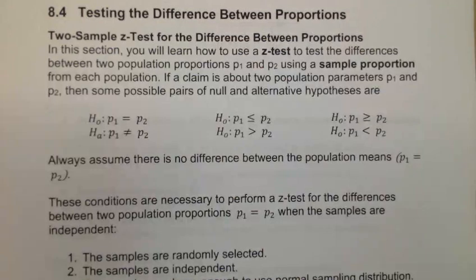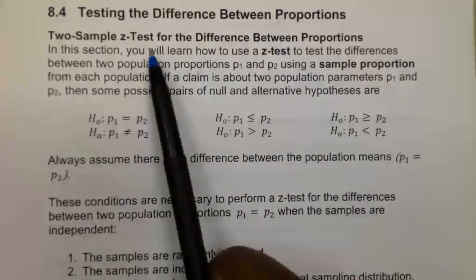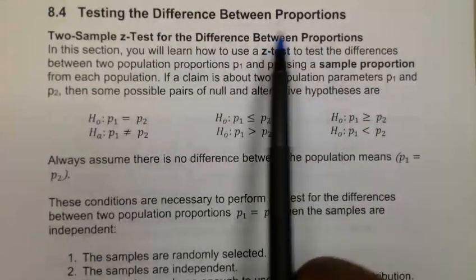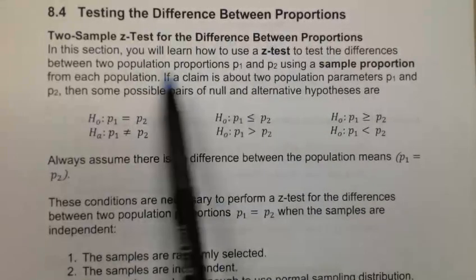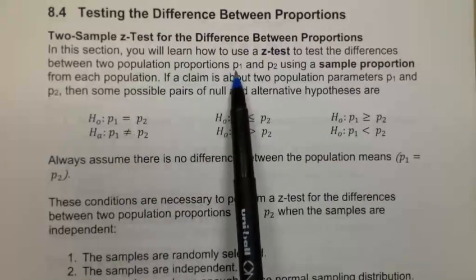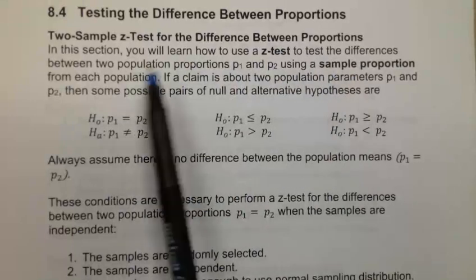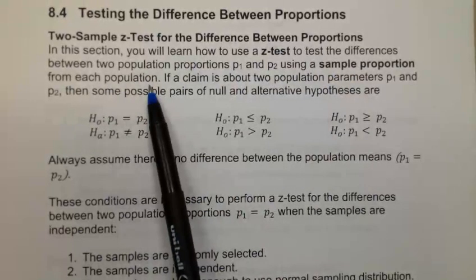All right, 8.4, testing the difference between proportions. So, two-sample z-test for the difference between proportions. In this section, you will learn how to use a z-test to test the differences between two population proportions, p1 and p2, using a sample proportion for each population.